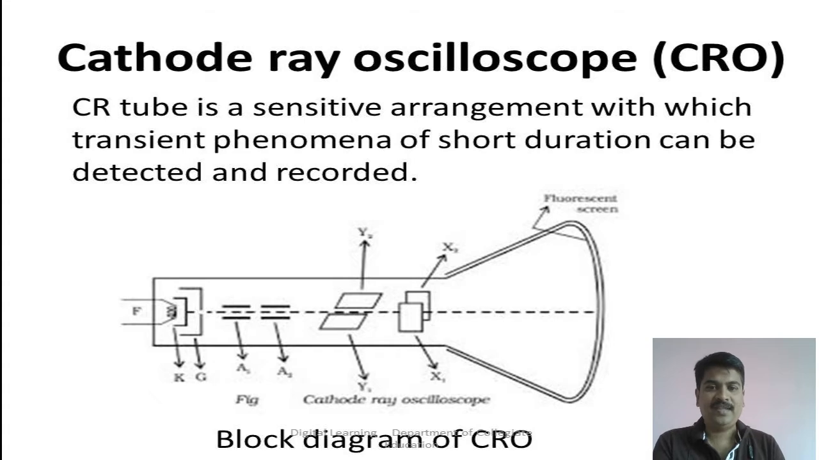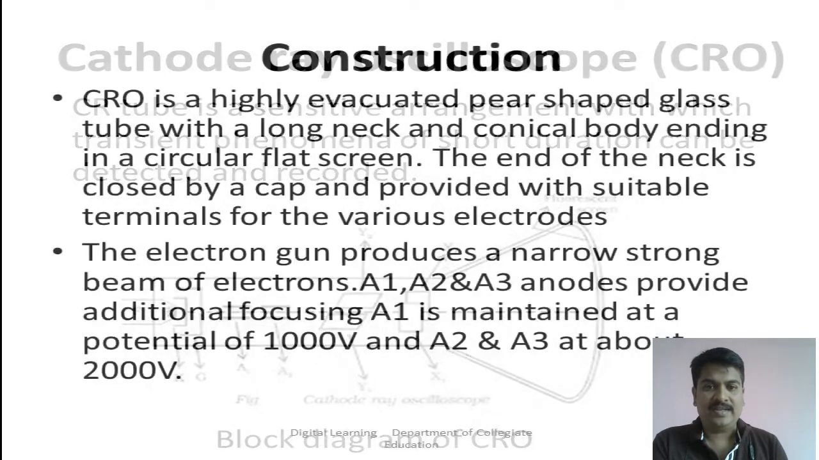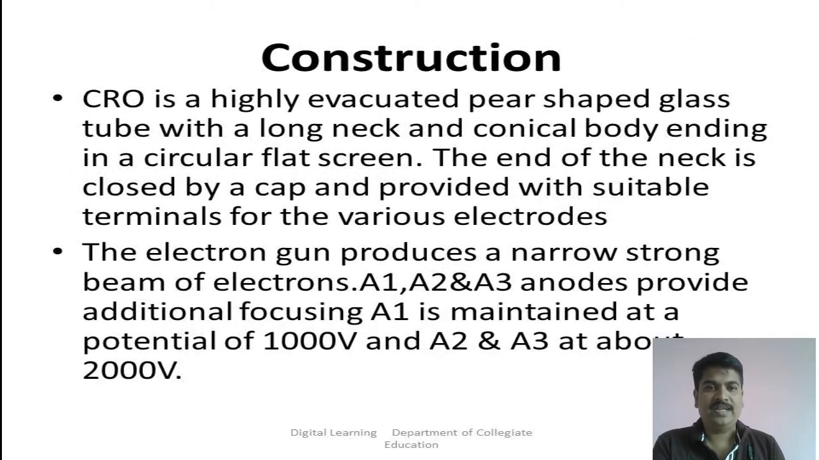Here the neck is closed by the cap and is provided with terminals for various electrodes. As I told you, it has a pear-shaped body with a conical body ending with a circular flat screen, and the end of the neck is closed by the cap provided with suitable terminals for various electrodes.